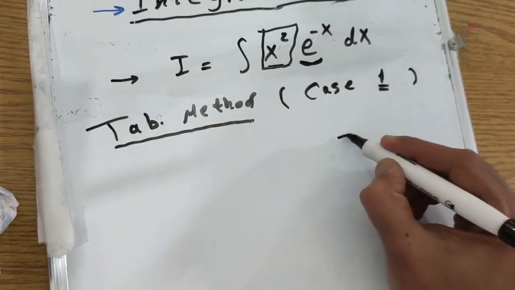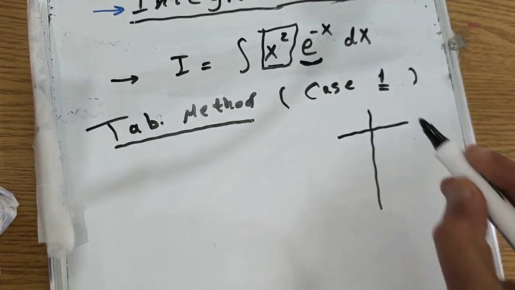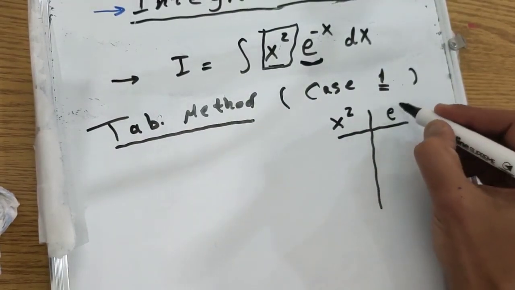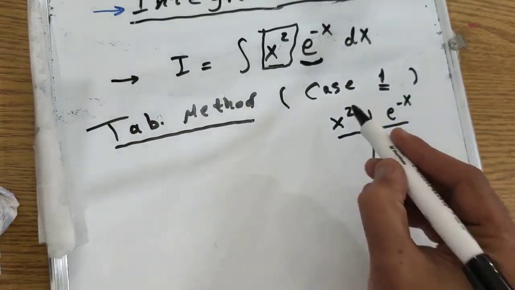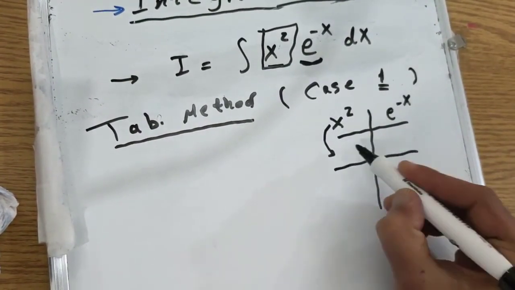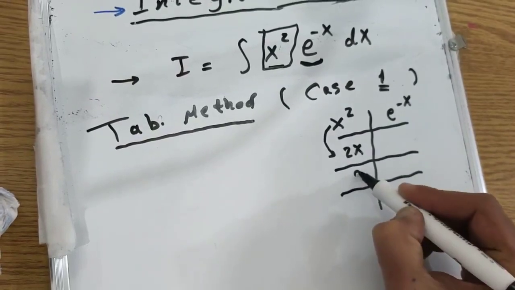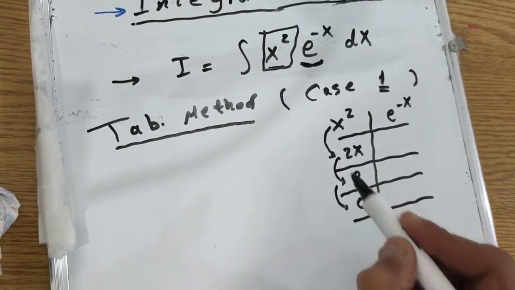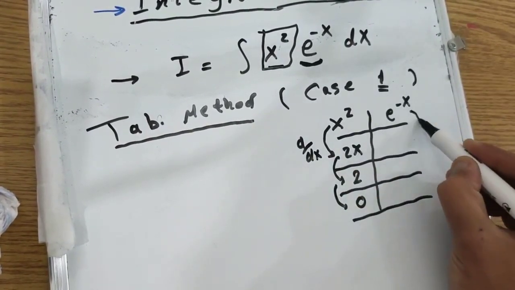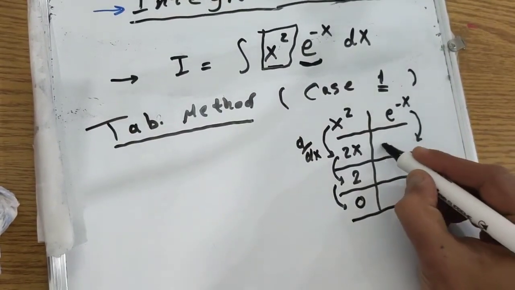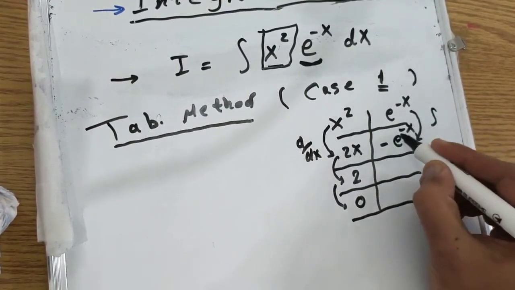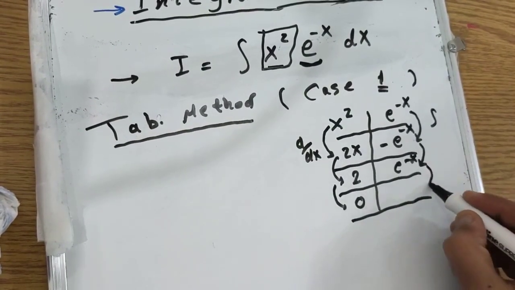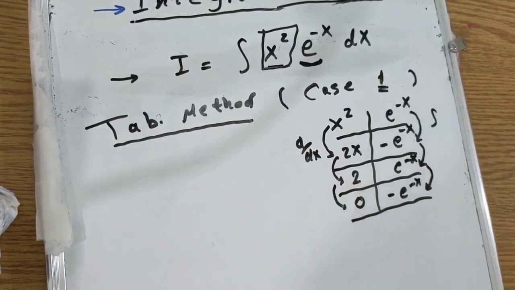In the Tabular method, we make a table and we write the polynomial in the left column and the function which will be integrated in the right column. We differentiate this polynomial until it becomes 0. So the first time it will be 2x, the second time 2, and the third time will be 0. So we differentiate 3 times. Now we integrate this function the same number of times. So the first time, after integration, it will be negative e power negative x. Second time it will be e power negative x. Another time it will be negative e power negative x.